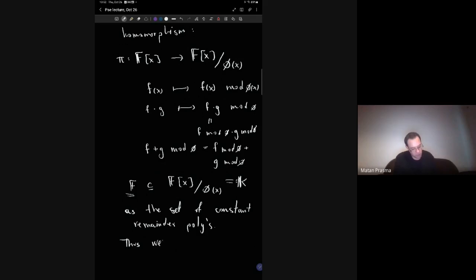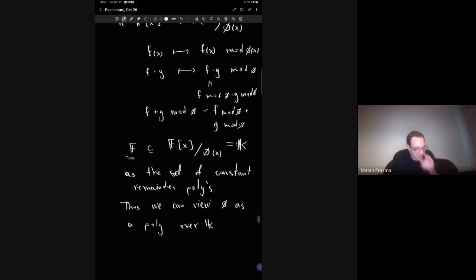We can view phi as a polynomial over k. Right? I mean, k is a field, so we can always talk about polynomials over any field. Here it's a bit perverse because we talk about polynomials with coefficients in polynomials, but this kind of meta trick is useful.